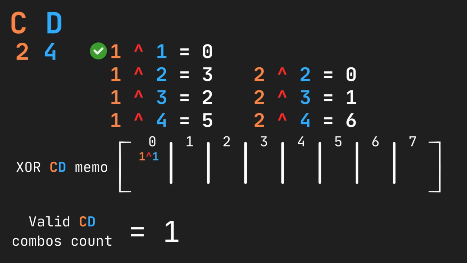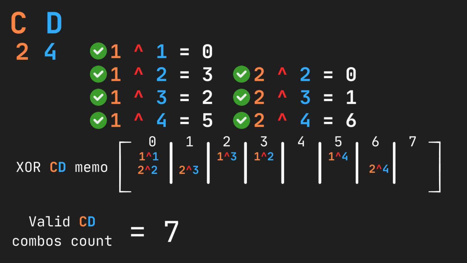So for the first one, 1 XOR 1 is 0. So at the 0 index, we're going to add that value. For 1 XOR 2, that's adding to the 3 index. For 1 XOR 3, we're adding to the 2 index, and so forth. So in the end, we have a count of 7.